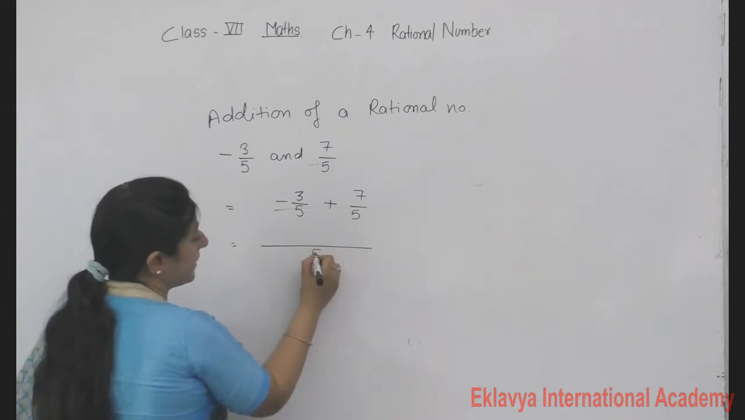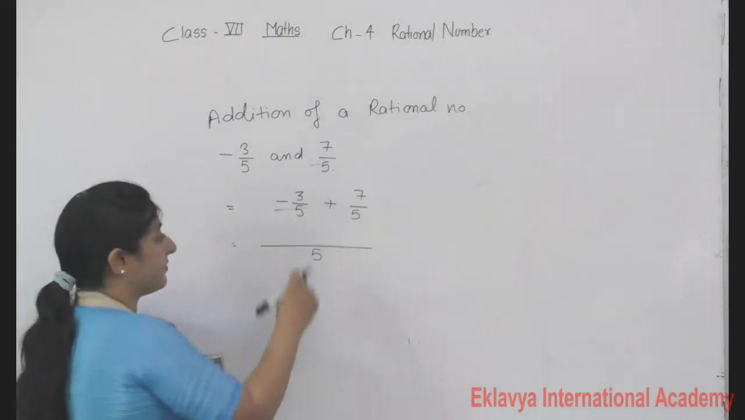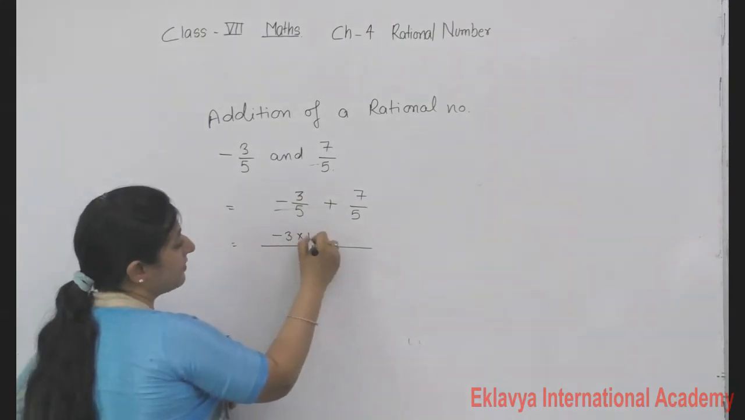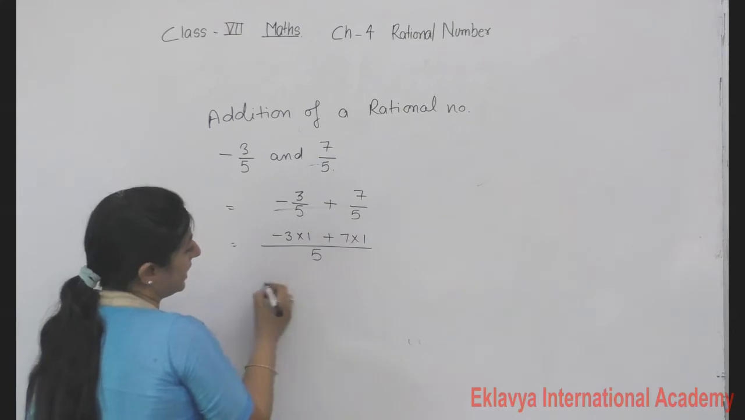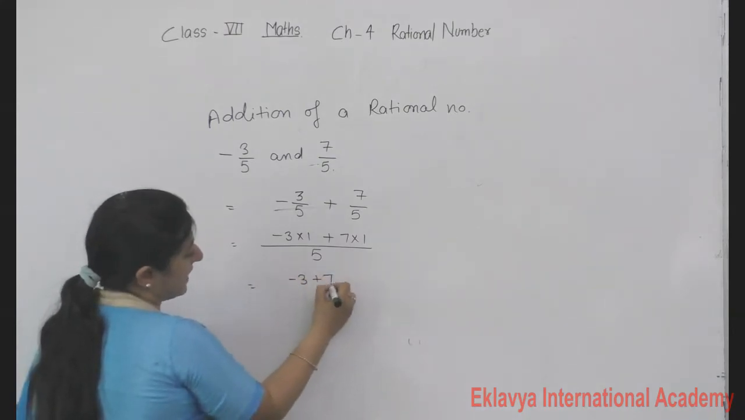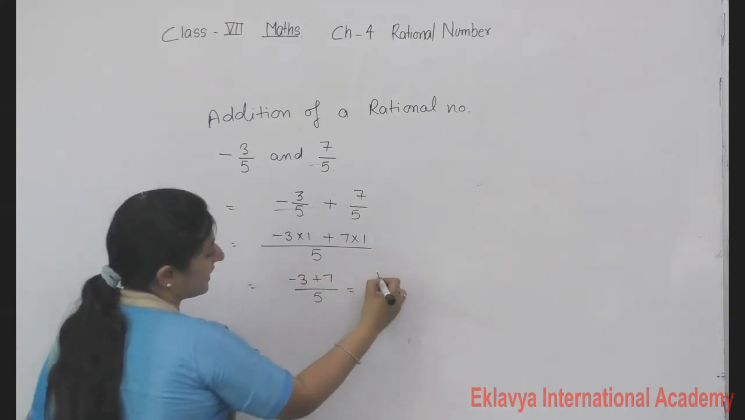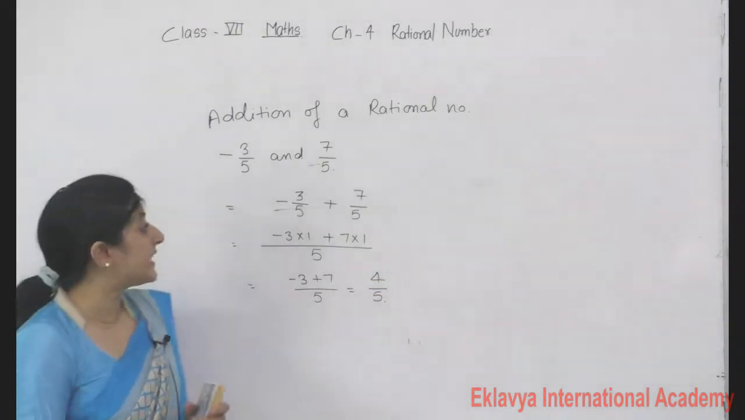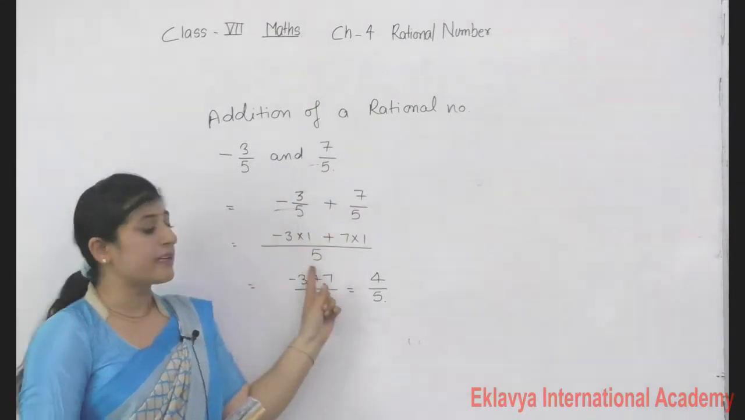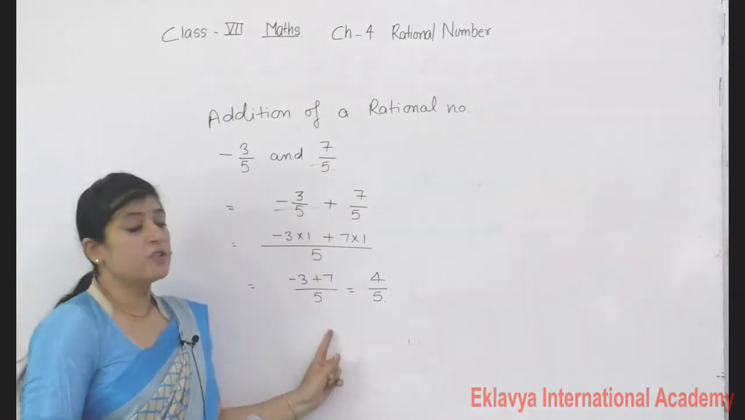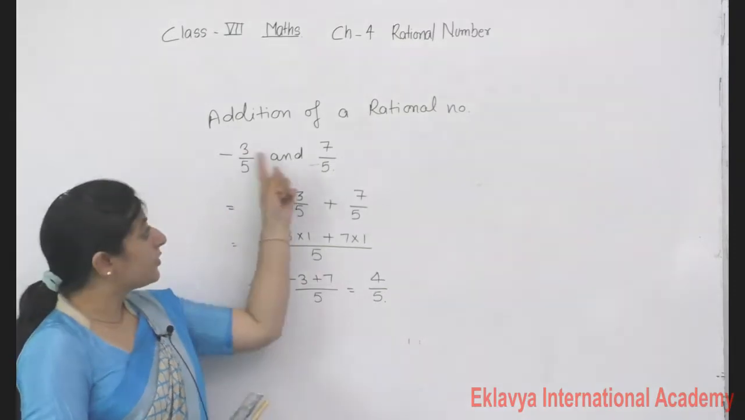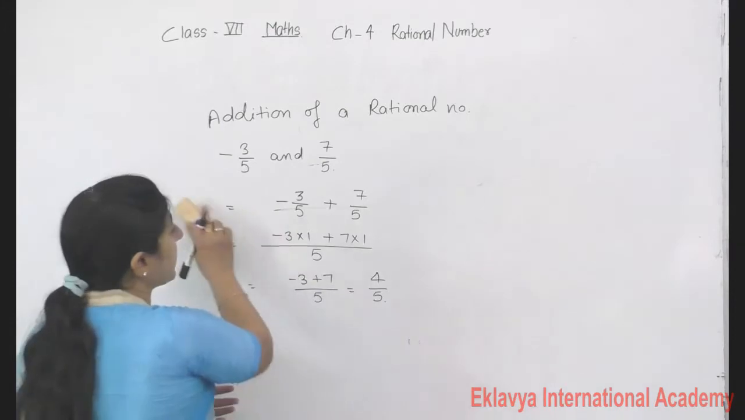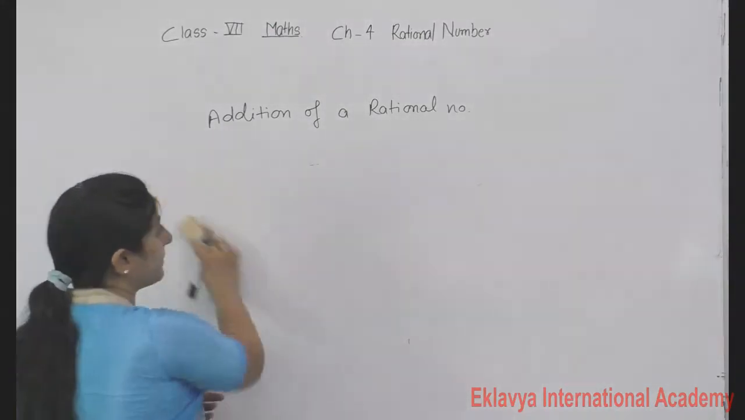The denominator is the same, it means the LCM is 5. 5 ones are 5. Minus 3 into 1 plus 7 into 1. Minus 3 plus 7 divided by 5, that is 4 divided by 5. So, if the denominator is the same, then we take the LCM as the denominator, then we solve the numerators directly. Now we discuss if the denominators are different.